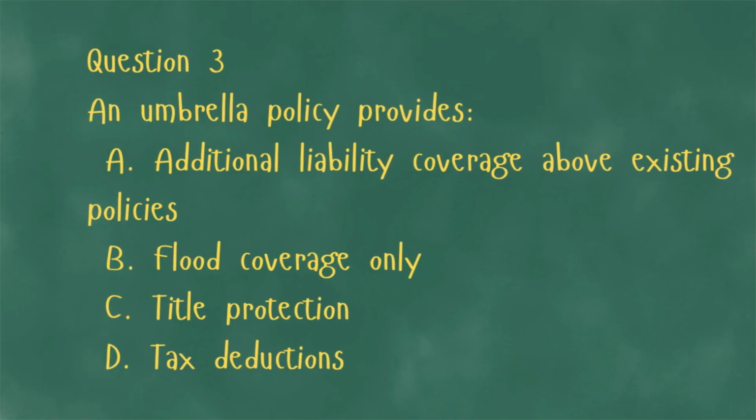Question number 3. An umbrella policy provides A. Additional liability coverage above existing policies, B. Flood coverage only, C. Title protection, D. Tax deductions. The answer is A. Additional liability coverage above existing policies.